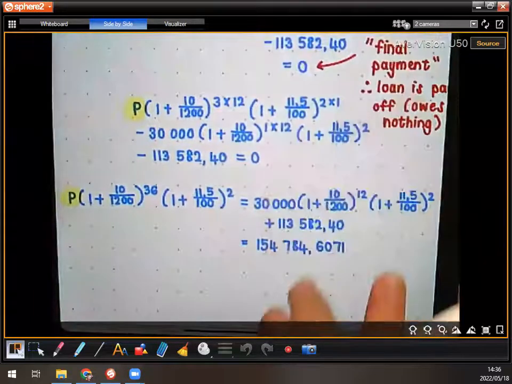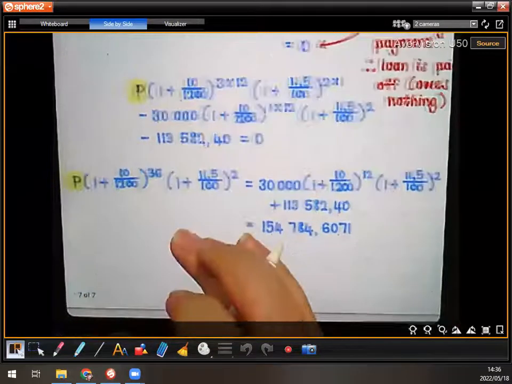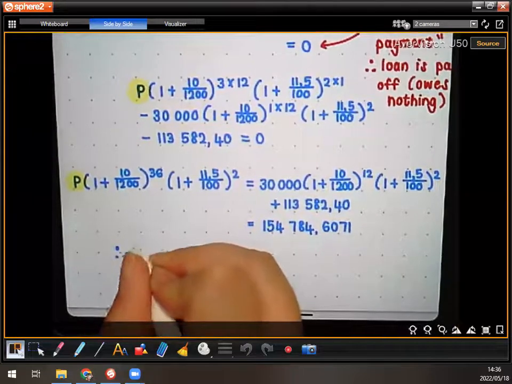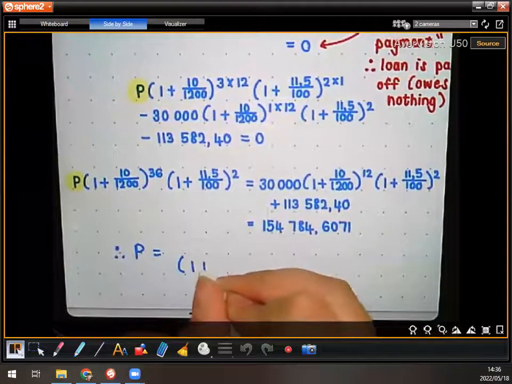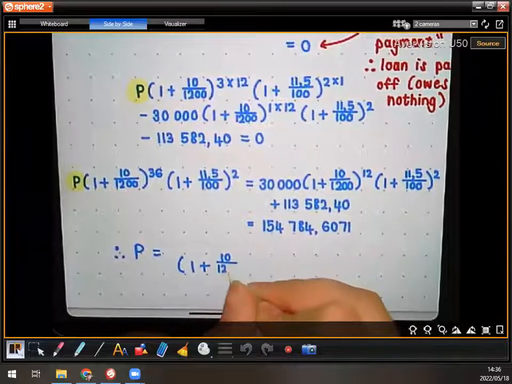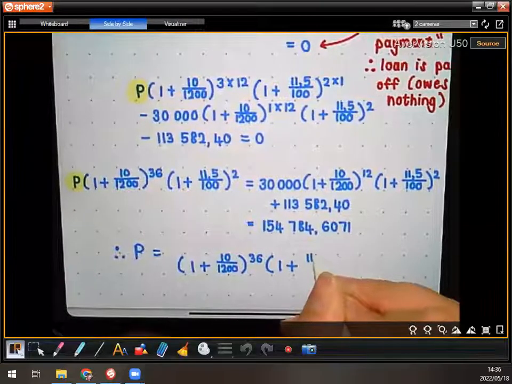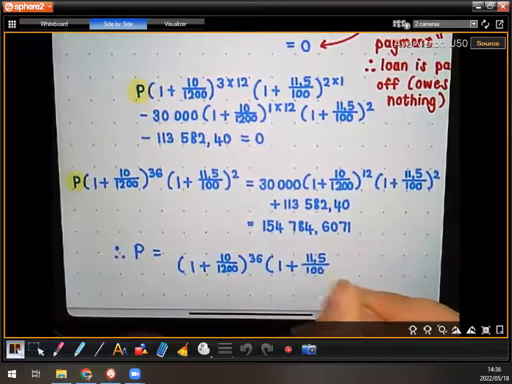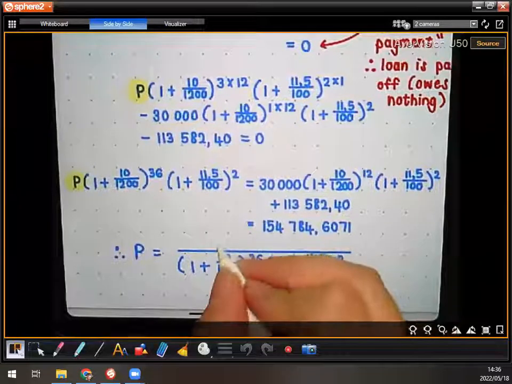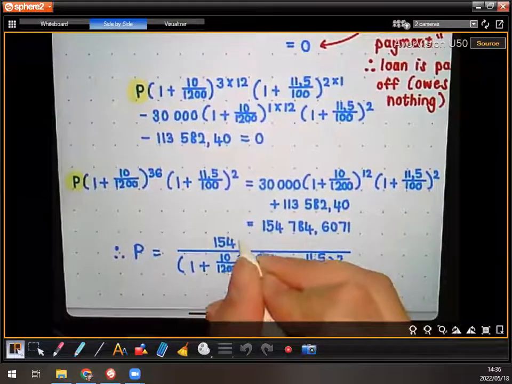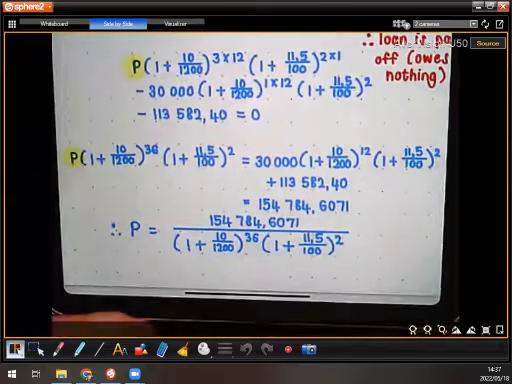Now guys, in a test or exam, you wouldn't have to write that down, but because it's the first example at this time, let's actually write that down so that you don't forget. So therefore, P is going to be equal to that value over 1 plus both of these brackets. Okay, we're nearly there, guys.